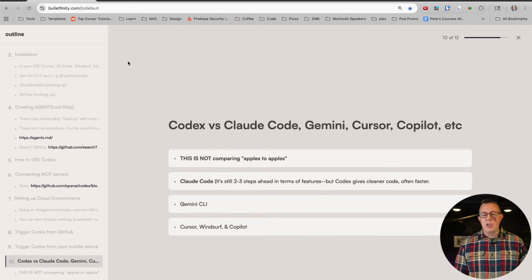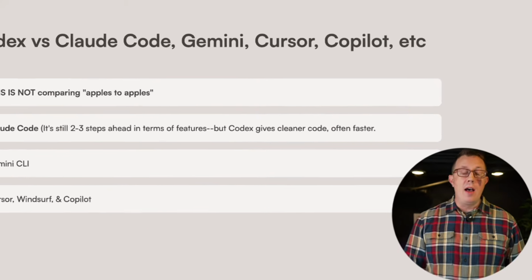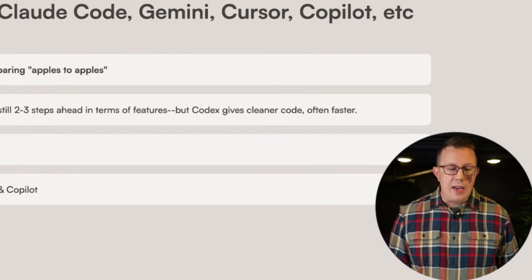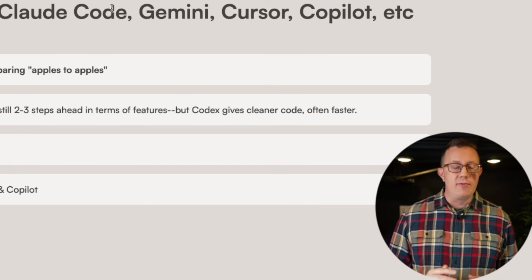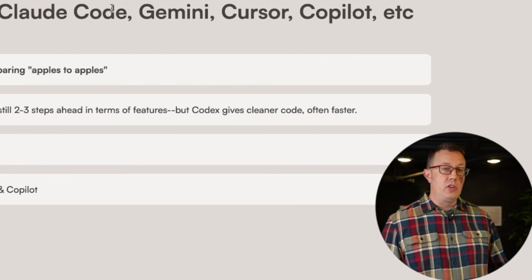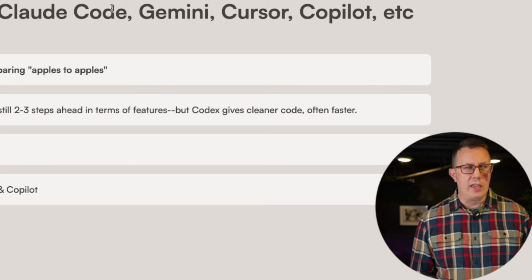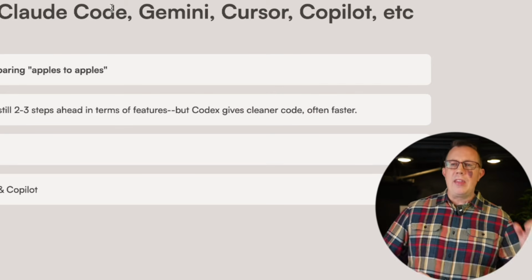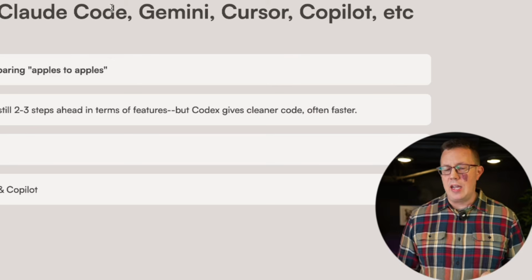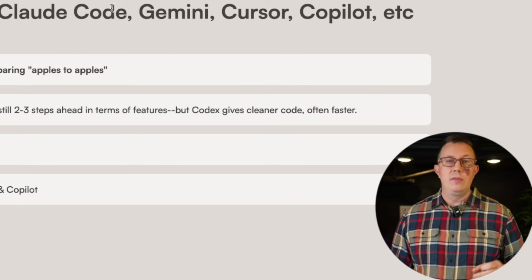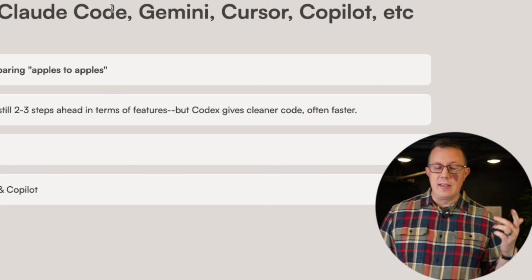Codex versus Claude Code, Gemini, Cursor, Copilot, Windsurf, all those things. Here is my opinion, okay? This is not apples to apples. Each of these tools works in slightly different ways. They're all AI coding tools, don't get me wrong. It's gonna generate code, review code, that sort of thing. But they have different use cases a lot of times, and it's not apples to apples. I can't just say Codex is better than Claude Code. I just can't say that. It's not apples to apples.